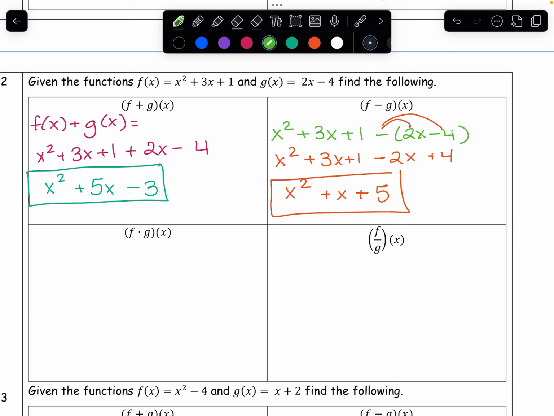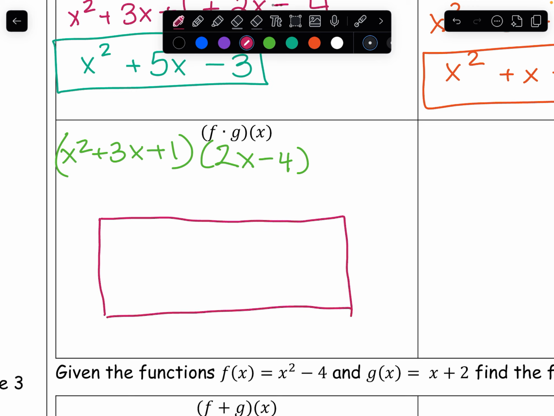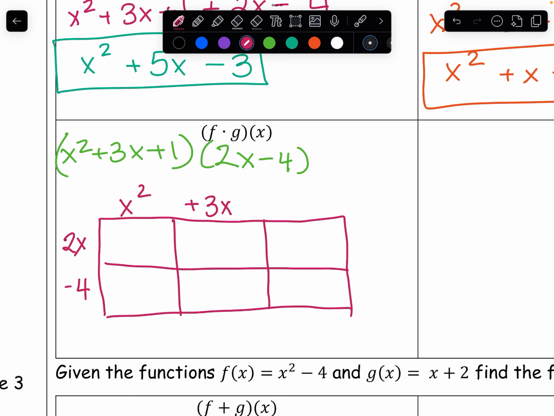Our next one, we're going to be multiplying them together. So we have x squared plus 3x plus 1 times 2x minus 4. Now, if you've been in my class, you know I like the box method. So I'm going to do the box method for this one. I'm going to make it a 2 by 3 box. And so we have 2x minus 4, x squared plus 3x plus 1.